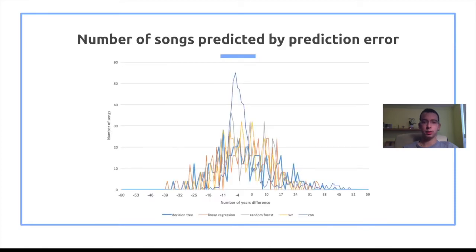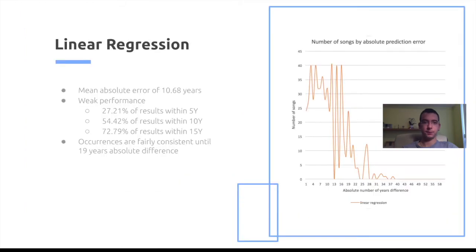If you remove the absolute value, we can see the number of years difference is sometimes a little bit negatively skewed. You see here that certain models, for example, the decision tree, tend to report songs as being released slightly earlier than they were actually released in real life, which is an interesting observation.